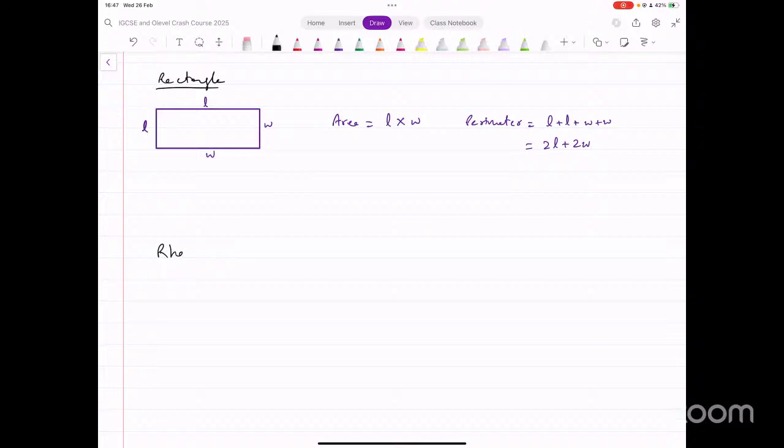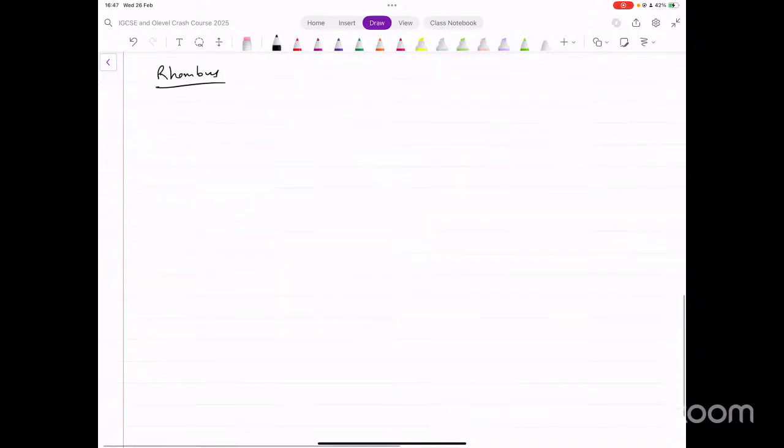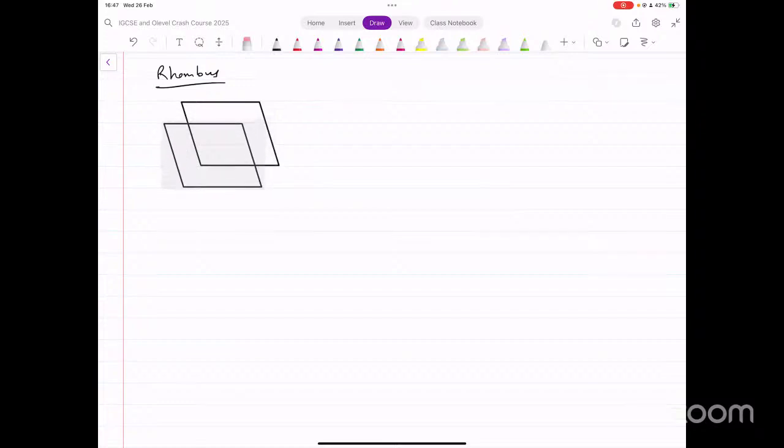Now the next shape is a rhombus. What is a rhombus? A rhombus is very similar to a parallelogram, but it has an additional condition compared to a parallelogram, and that is in a rhombus, all sides are equal. All sides are equal, but all the angles are not equal. So the angles are not 90, but the sides are all equal. In this case, one angle is going to be acute and the other angle is going to be obtuse. If the angles were 90, it would become a square. But if the angles are not 90, this is a rhombus if all sides are equal.